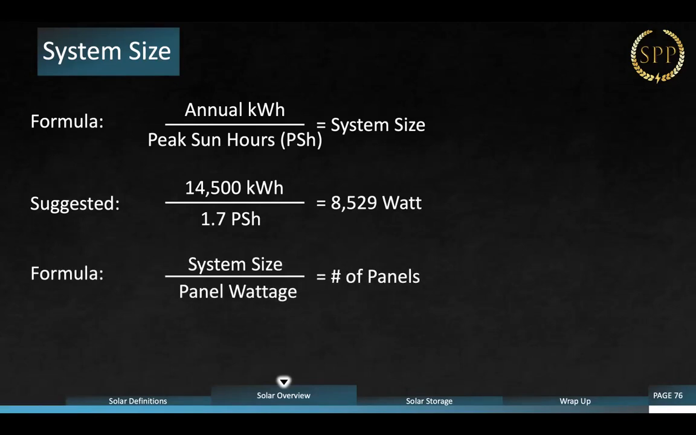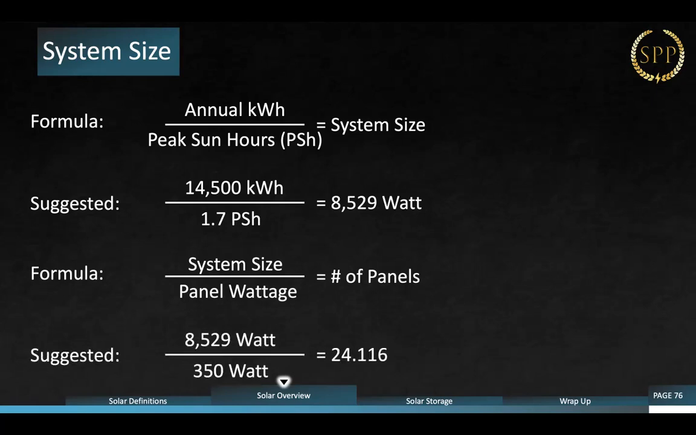System size divided by panel wattage equals the number of panels, which means 8,529 watts divided by 350 watts on this panel would be 24.116.